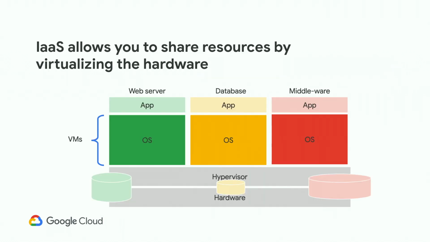So what is a container? Starting from the beginning, infrastructure as a service means virtual machines, which allow you to share resources by virtualizing the hardware. The hardware is at the bottom, then you have the hypervisor on top, then operating systems, and then you can run applications on them. For different kinds of applications, like a web server, database, or middleware, you may need different operating systems to support them. That's the case for virtual machines.